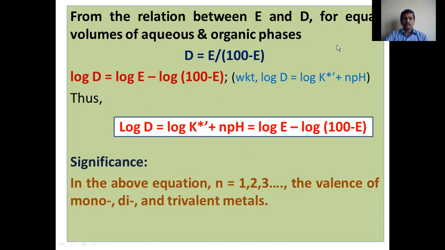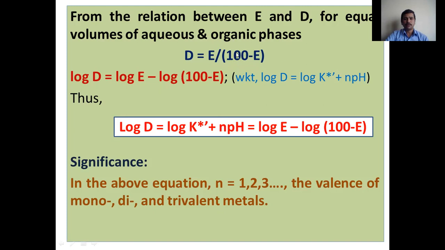Okay, so we know the relationship E is equal to 100D divided by D plus 1 when we use equal volumes of aqueous and organic phases. In order to calculate the percent efficiency of the extraction, we know E is equal to 100D divided by D plus 1. So if you simplify that, you will get D is equal to E divided by 100 minus E.